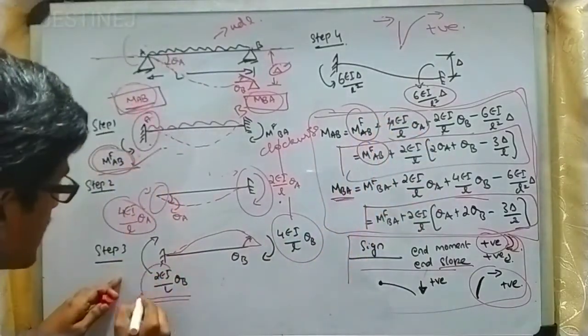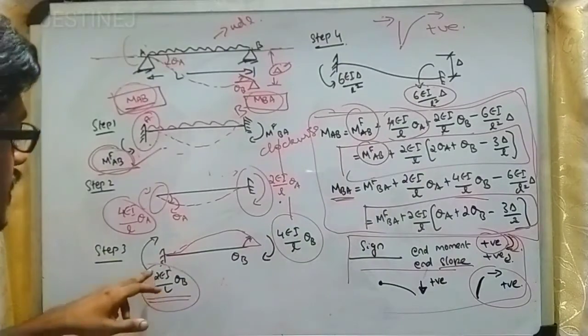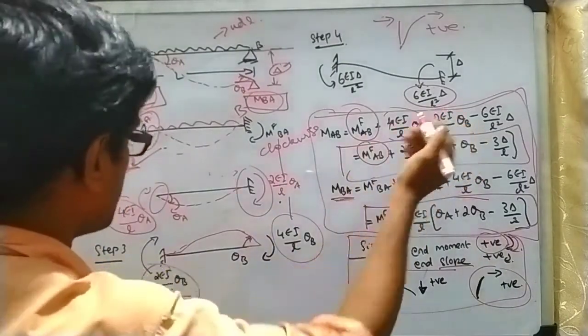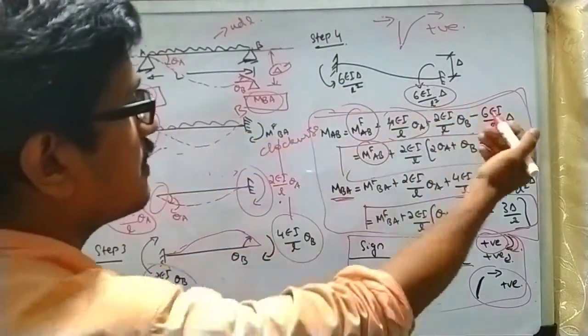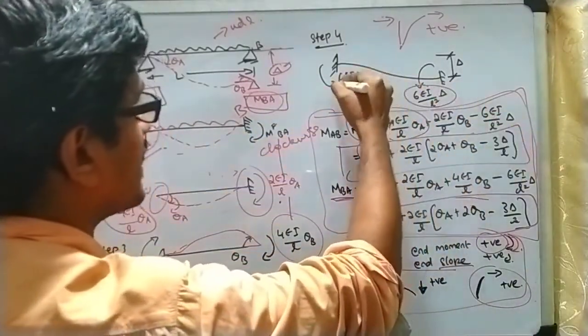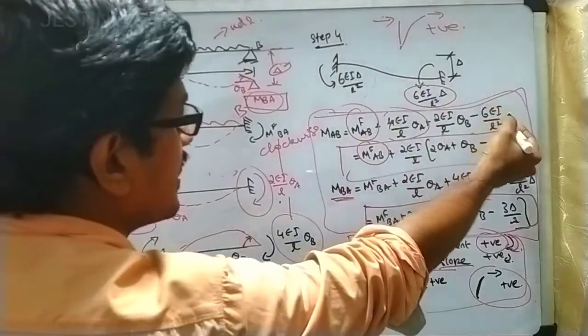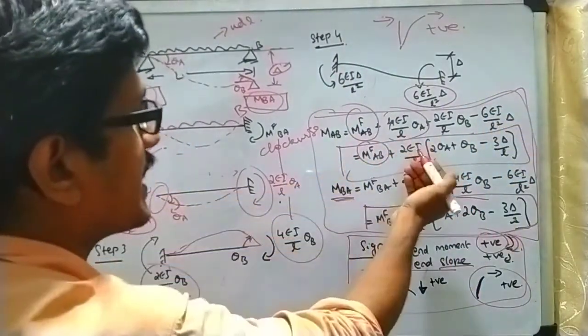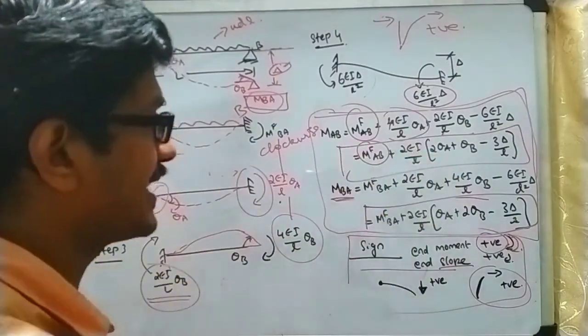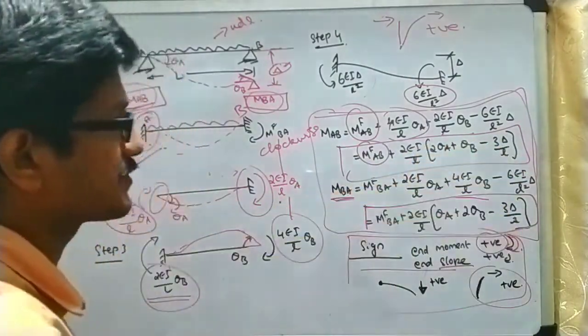Then the second value at support A is also in the clockwise direction, plus 2EI by L theta B, minus 6EI by L square delta, which is in the anti-clockwise direction. And when you are framing that, you can take 2EI by L common outside, and you can write the equation in this format.